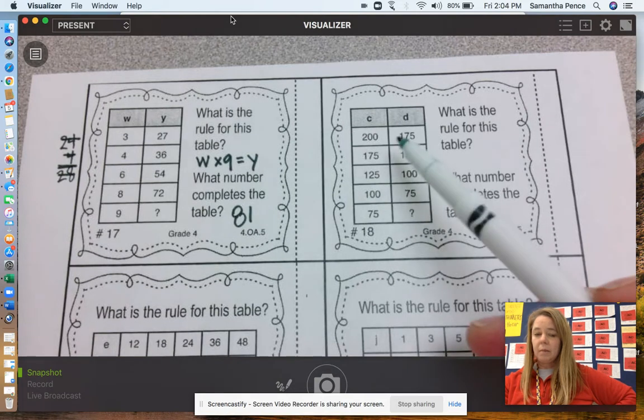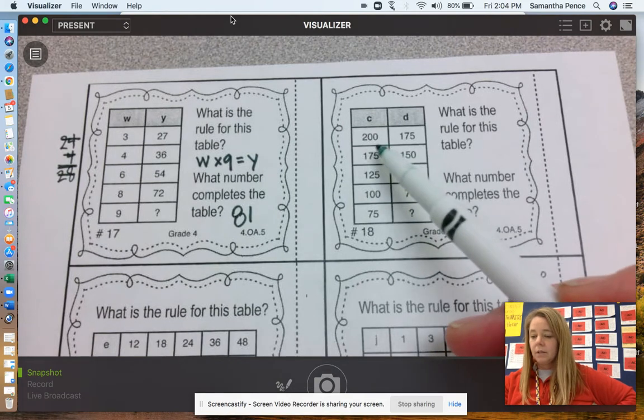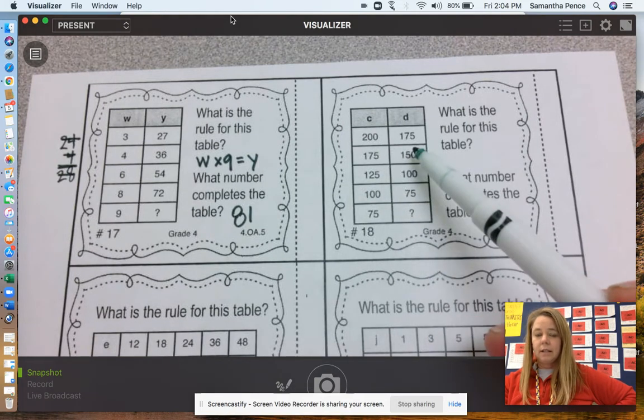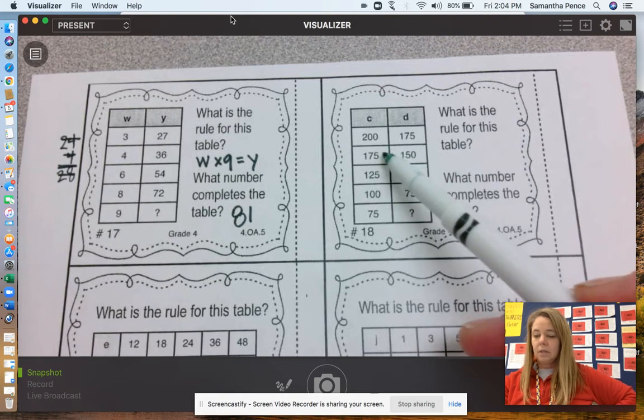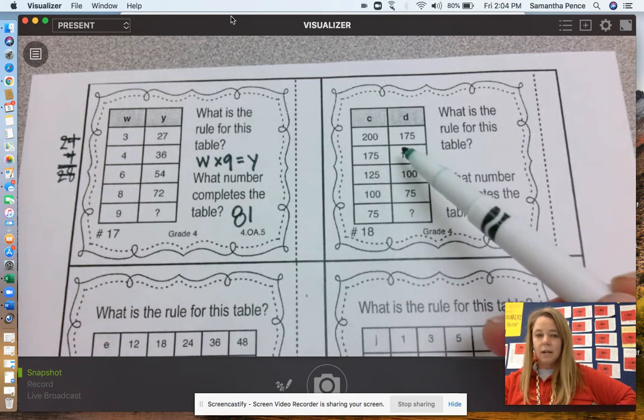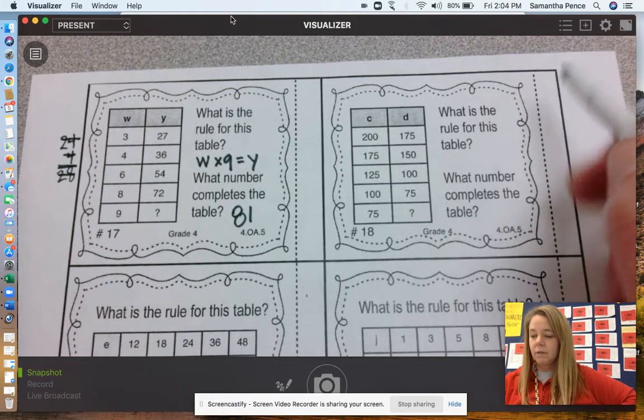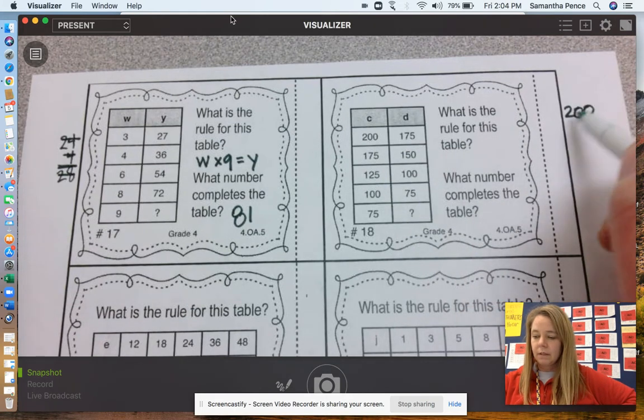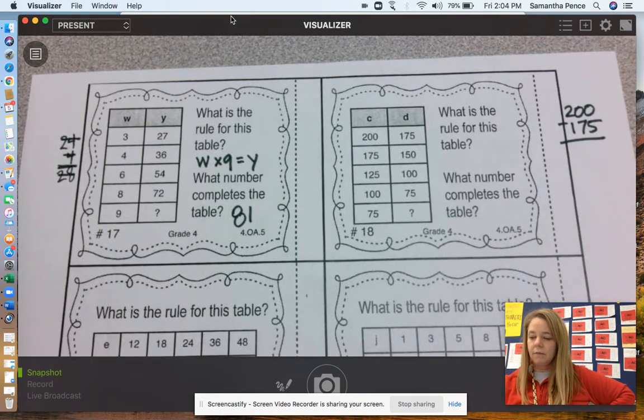So I'm going to start with subtraction. So I have 200 and then I have 175. And I'm trying to think, what would be subtracted to get from 200 to 175? So I'm going to do a little math over here. So 200, and I'm going to take that and I'm going to subtract 175.